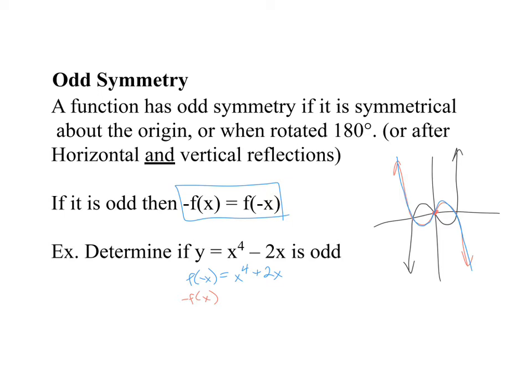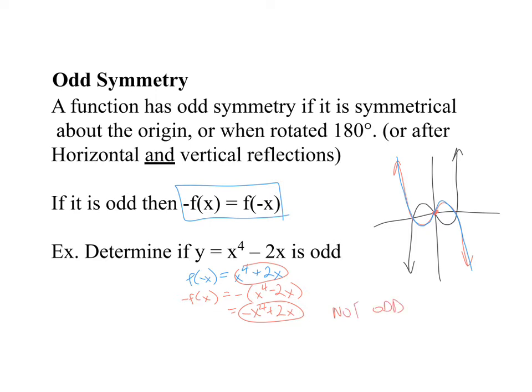when you test a vertical reflection, we just put a negative out front. So all we have to do is change the entire equation to the opposite signs. That would give us minus x to the fourth plus 2x. Now if we compare those two answers, they're not equal, so we would say it is not odd.